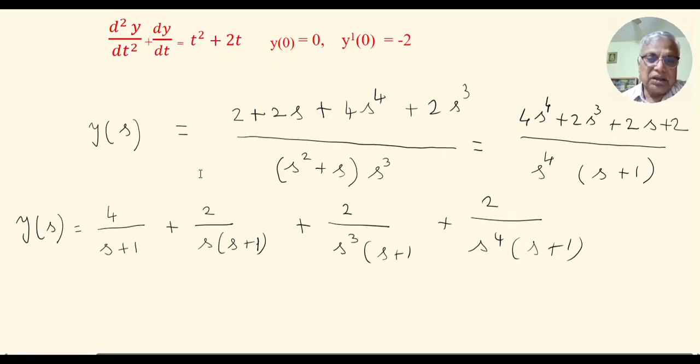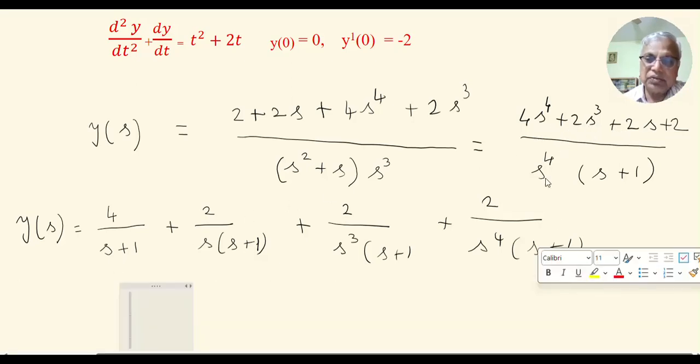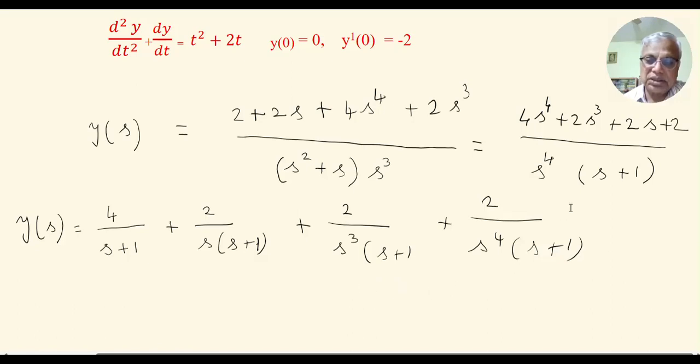Okay, now I split this term. There are 4 terms in this. I have written these 4 terms separately. 4 by s power 4 is this first, and next 2s cube by the denominator, simplified, 2 by s into (s plus 1). Next 2s by this is this, and the last term 2 by s power 4 into (s plus 1).